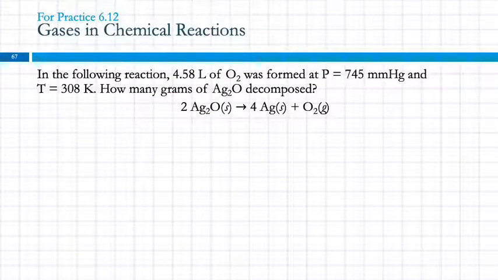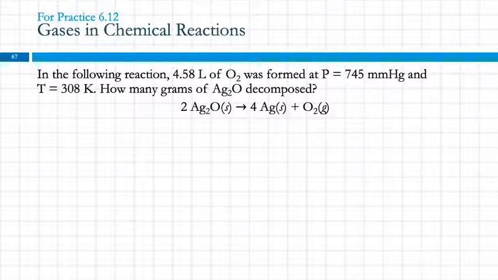Well, here's an example. In the following reaction, 4.58 liters of oxygen was formed at pressure equals 745 millimeters of mercury, and T equals 308 Kelvin. How many grams of Ag2O decomposed? So the big clue that this is a stoichiometry problem is that I have a chemical reaction going on here. It's not talking about I changed the temperature of the gas or anything like that. I've got a reaction. And so I'm going to use that chemical equation to organize the information.